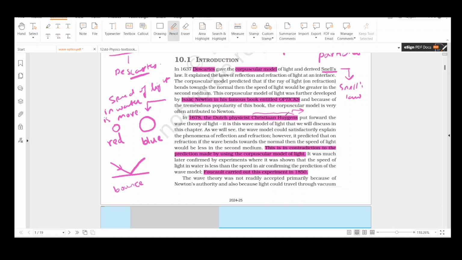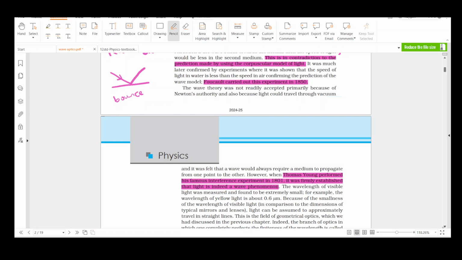So Christian Huygens was another scientist who said that light is a wave. Okay, it is made up of waves. So he set forward a theory called the wave theory of light, and he declined to accept that light is made up of particles. He said light is not made up of particles. He said light is made up of waves, and these waves are not particles, is what he meant. And he put forward a few assertions which were in contradiction with the corpuscular model of light, details of which we are going to see in this chapter.